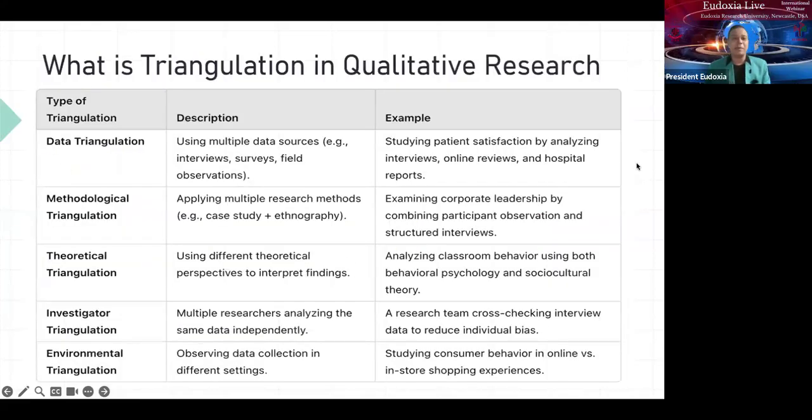Let us understand this table. This is very, very important. So, types of triangulation. This is something we have created for you only. And here you see data triangulation, methodological triangulation, theoretical triangulation, investigator triangulation, and environmental triangulation. I have even given some examples also. Time is limited. I have given the live demo also.